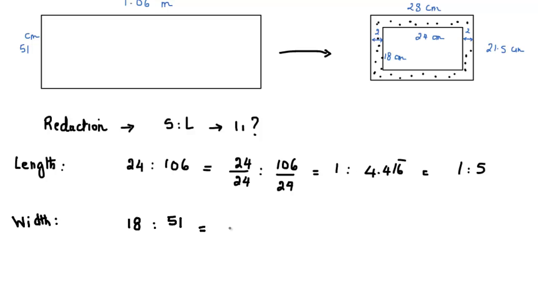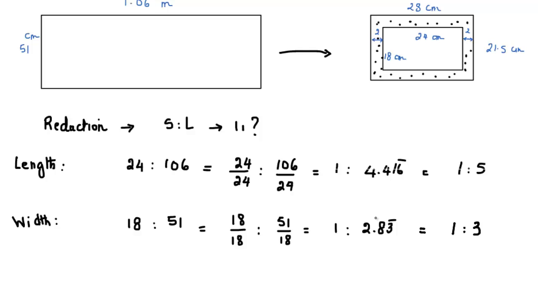Now I need to reach the 1, so that means 18 divided by 18 will give me the 1, and 51 I have to divide by 18 to keep the balance. 18 divided by 18 is 1. 51 divided by 18 is approximately 2.83, and I have to repeat the 3. So if I round up a little bit, it's going to be 1 to 3, because we said we don't accept decimal.